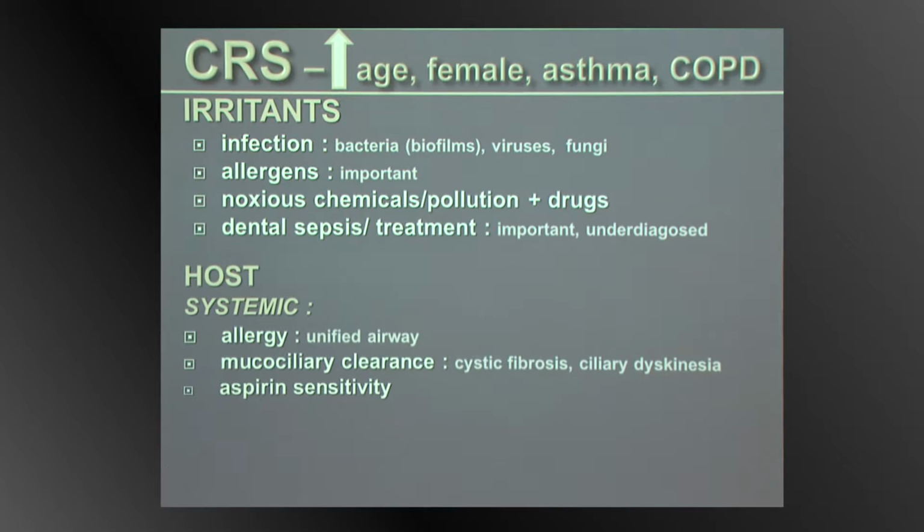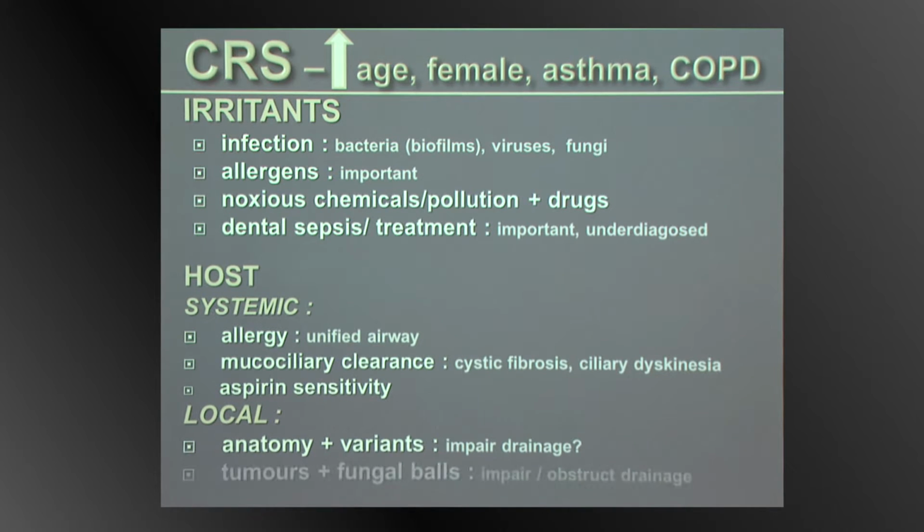Aspirin sensitivity is very important. It's not something we know much about, but it will lead to certain types of CRS. And the local factors: all those things that are emphasised, like your Haller cells, your agar cells. Do they impair drainage? Well, they do, and they're certainly important from a surgical planning point of view, but the only one that's ever been shown to have an increased incidence of chronic rhinosinusitis is septal deviation. We can see that tumours and fungal balls could impair drainage.